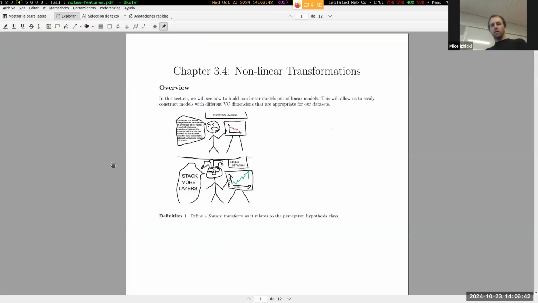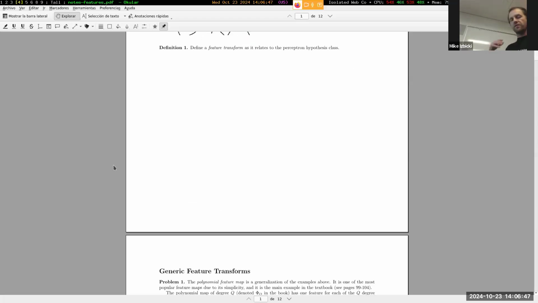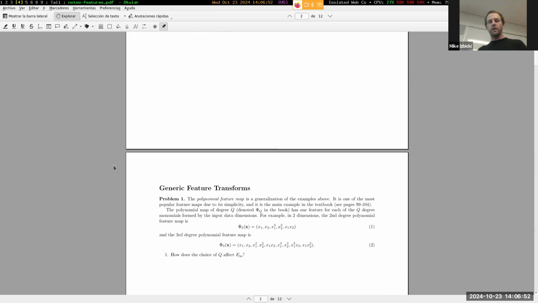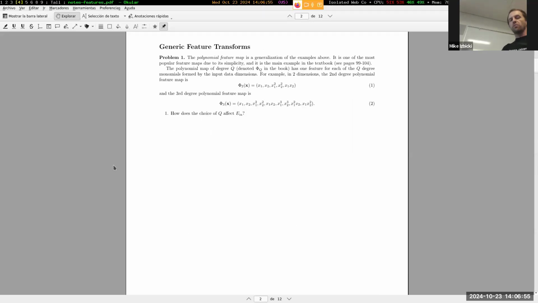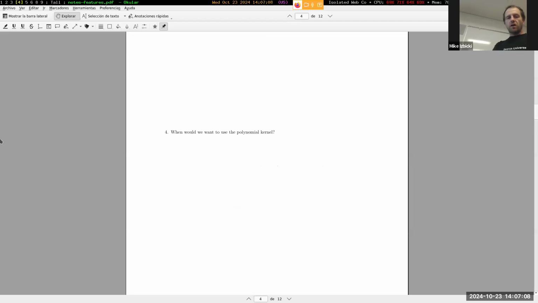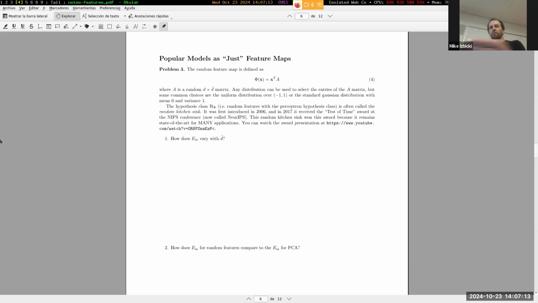Okay, so chapter 3.4, nonlinear transformations. Last time we defined the feature transformation as this phi variable that you apply to your data set before passing it over to whatever model you're doing. And we talked about the most important of these generic feature transformations, the polynomial feature map. This allows us to increase the VC dimension. The other 2 that we talked about are the PCA feature map and the random feature map. These allow us to decrease the VC dimension.